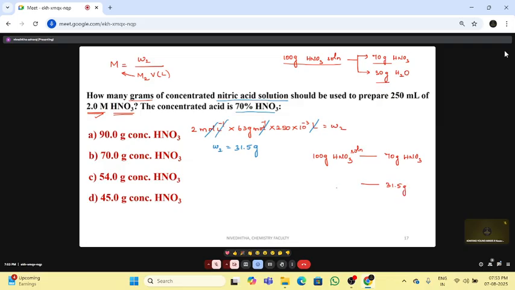So how much quantity of nitric acid solution should I take? That is X. So if you take 100 gram of the solution which contains 70 gram of nitric acid, and we are in need of just 31.5 gram of nitric acid, then how much gram of nitric acid solution will you be weighing? That is X. You just use this unitary method to find the value of X, and that is the answer.